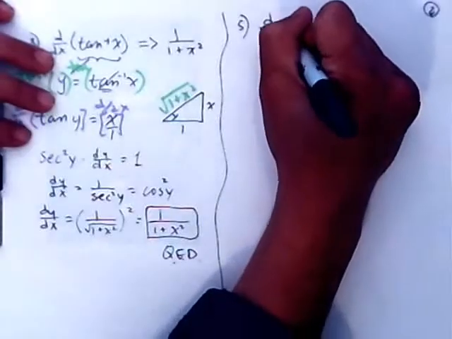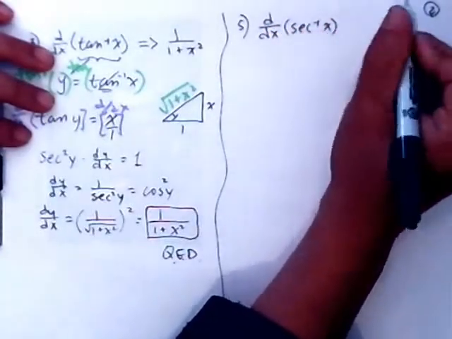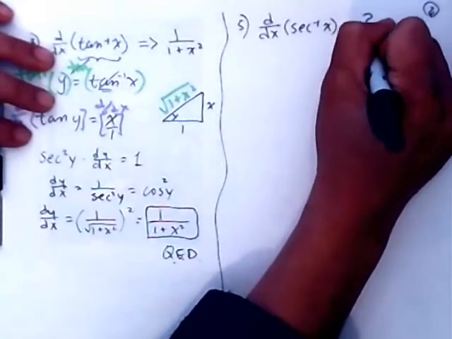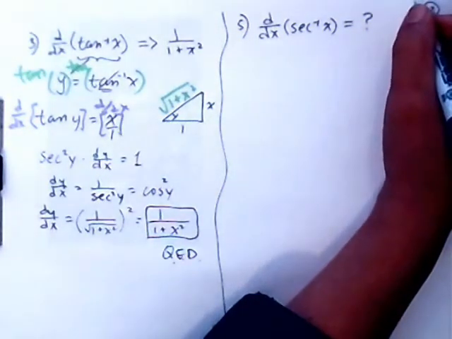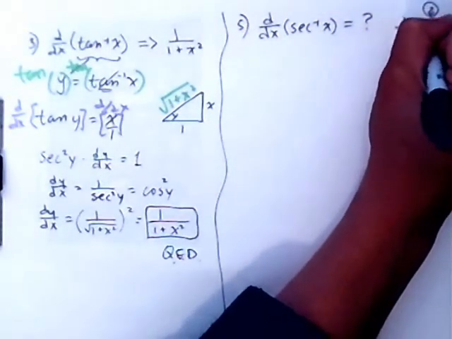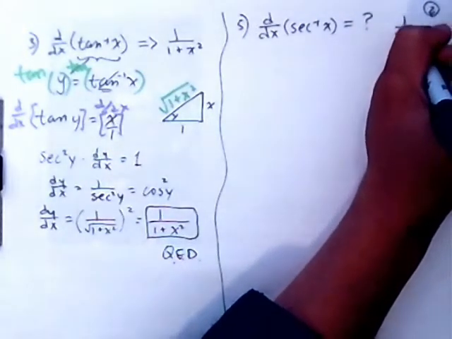Of the secant inverse of x dx is equal to what? Oh, there it was right there, by the way. Show basically that's equal to 1 over x times the square root of x squared minus 1.